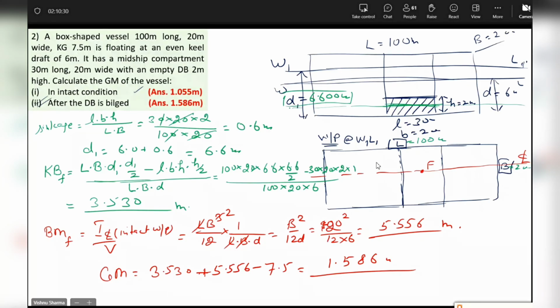Guys, 15 seconds on this slide more for me to stay and then go to the next one if you do not have any doubts. If you have any doubts, please let me know. Okay, we go to the next question then.